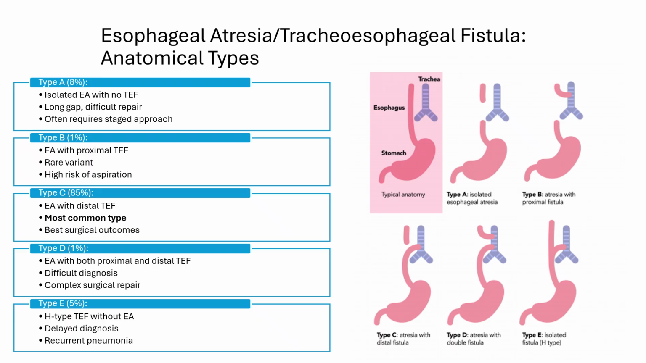The key concept? The anatomy determines everything: your diagnostic approach, surgical timing, and expected outcomes. Type C offers the best prognosis. Type A presents the greatest surgical challenge, and Type E most commonly leads to delayed diagnosis. Recognizing these patterns helps you counsel families appropriately and plan surgical strategies that match the anatomical reality.